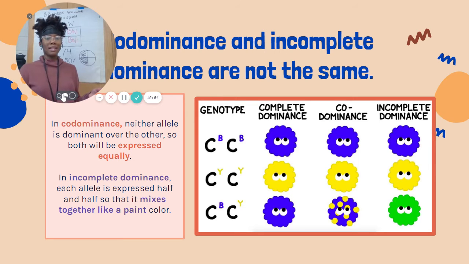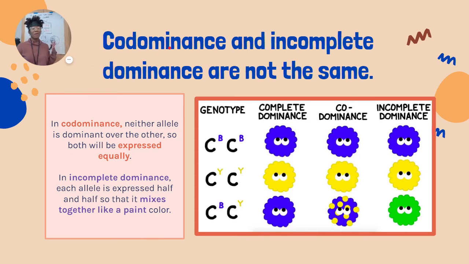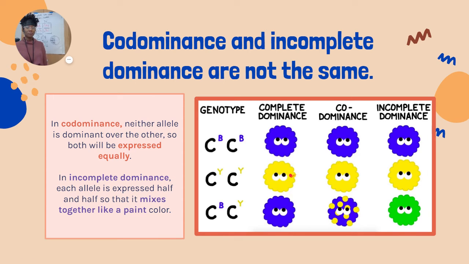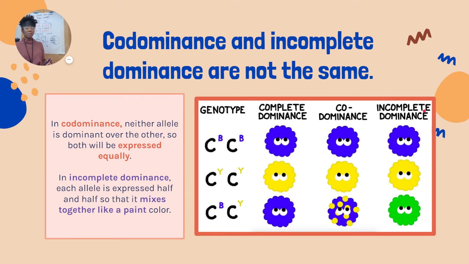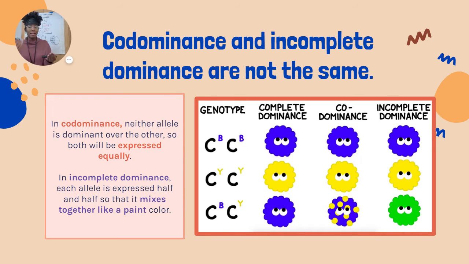Realize, though, that incomplete dominance and codominance are not the same. So let me show you how they're not. In normal Mendelian genetics, complete dominance, which we've been doing for the past couple days, if there was a blue and a yellow, and blue was said to be dominant, then the offspring would end up being just blue because it would be completely dominant. Then we just learned about codominance and incomplete dominance. What is the difference? If you have a blue parent and a yellow parent, in codominance, both blue and yellow are going to be dominant. They're both going to be completely seen.